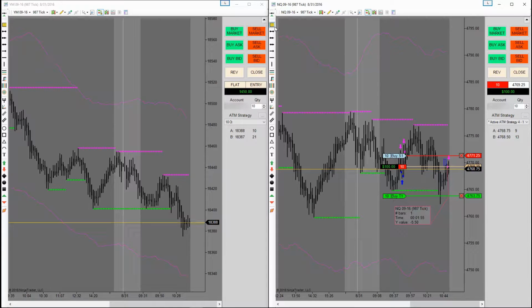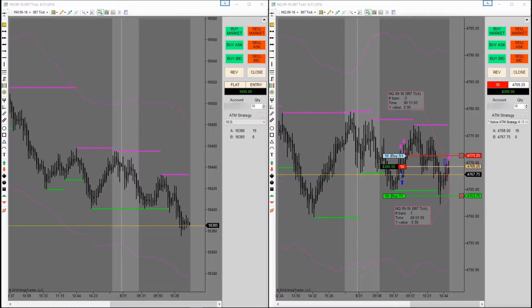Just going to show you guys right here that our target, the distance from our entry to our target, is 5.5 points. So each point is worth $20 on the NASDAQ. So we are trying to get $110 right here on the target, and our stop is at 2 points, and that's $40. So we are risking $40 to get $110.